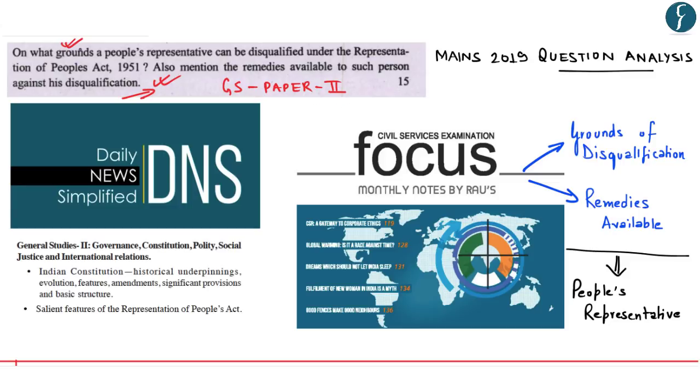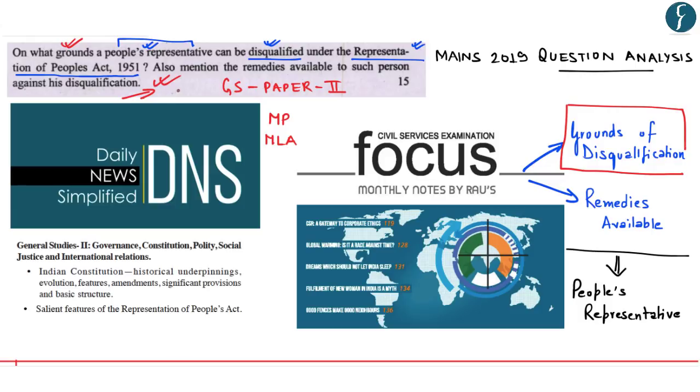The question was, on what ground can a people's representative be disqualified under the Representation of Peoples Act of 1951? So three aspects become important with respect to this statement. First is people's representative, second is his or her disqualification, and this disqualification under the Representation of Peoples Act of 1951. So the first part of this question is asking about grounds of disqualification with respect to a people's representative who can be an MP or a member of legislative assembly.